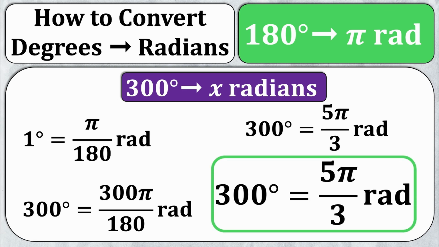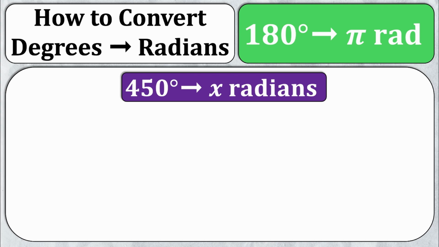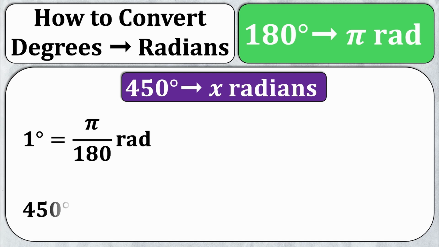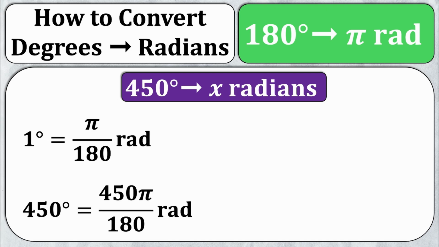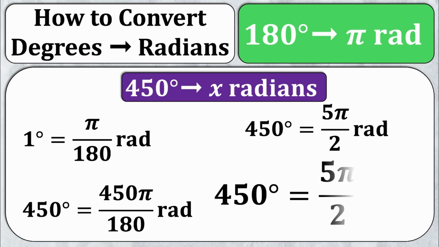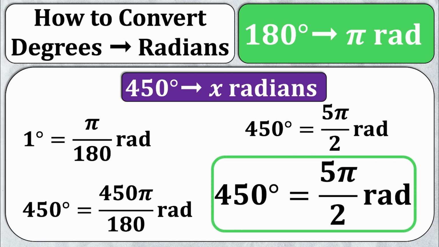Let's look at one more example in this video. How many radians is 450 degrees? So once again, 180 degrees is pi radians, which means 1 degree is pi over 180 radians. I don't want 1 degree, I want 450 degrees, so I multiply both sides by 450. That's going to give me 450 pi over 180. And if I divide the top and the bottom by 90, that fraction will reduce to 450 degrees is equal to 5 pi over 2 radians. That can't be simplified any further, so that's my final answer.